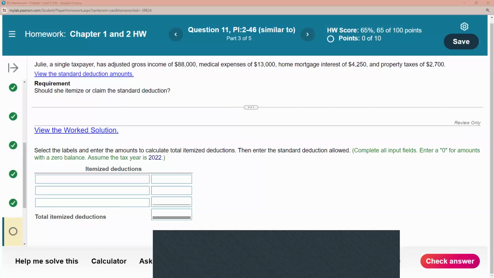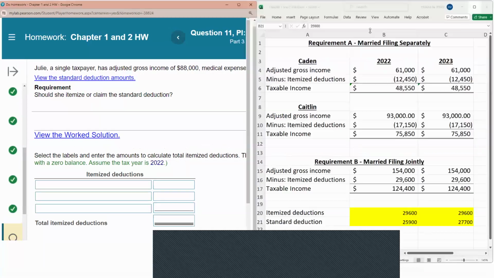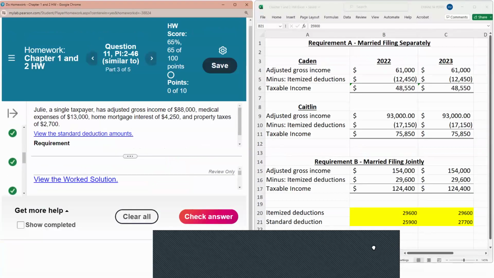All right, this brings us to our next question. So here it says, Julie, a single taxpayer, has adjusted gross income of 88,000, medical expenses of 13,000, home mortgage interest of 4,250, property taxes of 2,700. So should she itemize or should she claim the standard deduction?